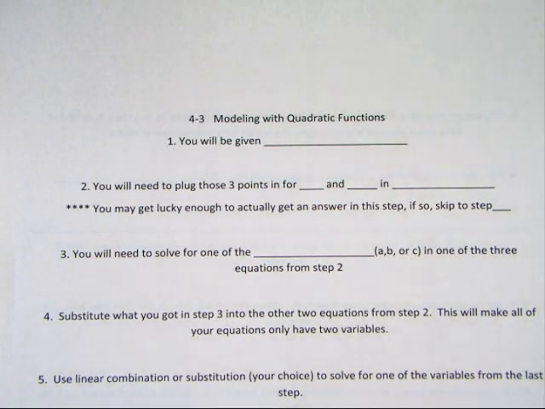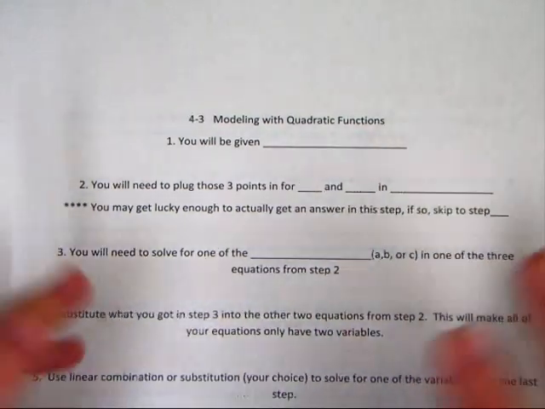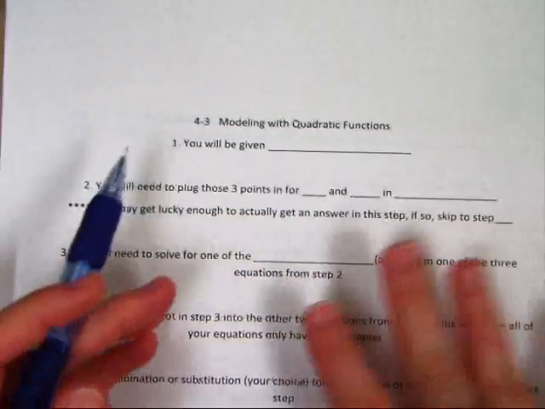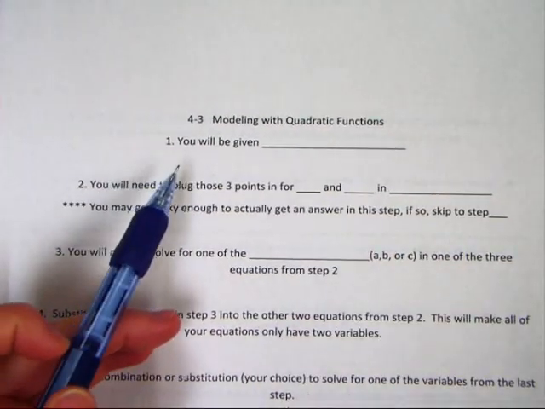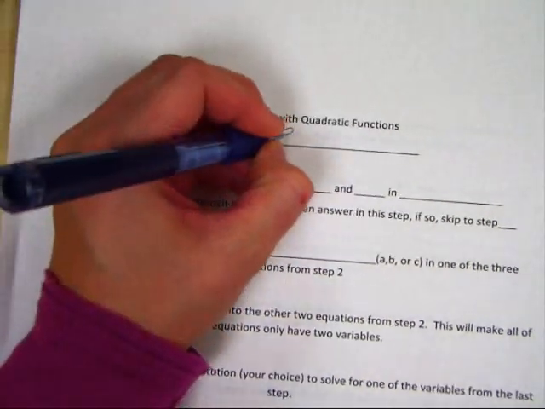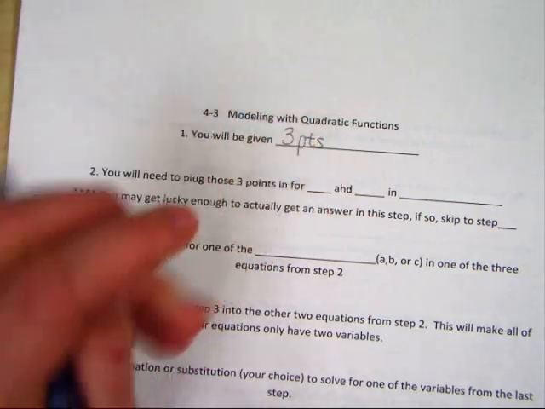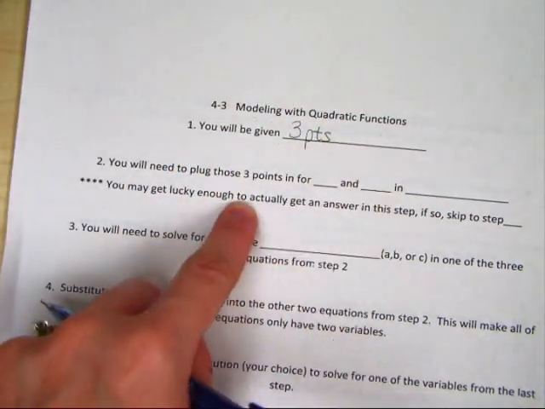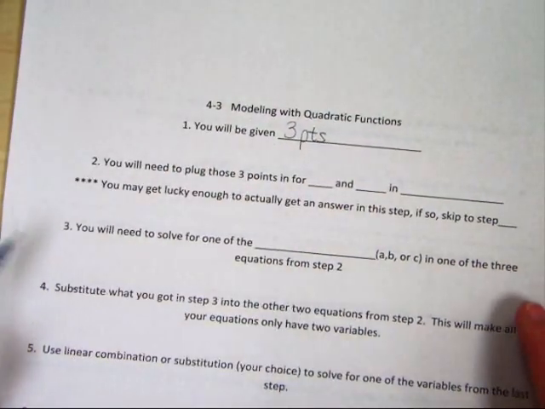In today's notes, you're going to be modeling with quadratic functions. Now this first sheet is just a handout with steps to get you through. Step 1, you are going to be given 3 points. These 3 points are going to be on a U-shaped graph. You don't have to plot them, but they would be on a U-shaped graph.